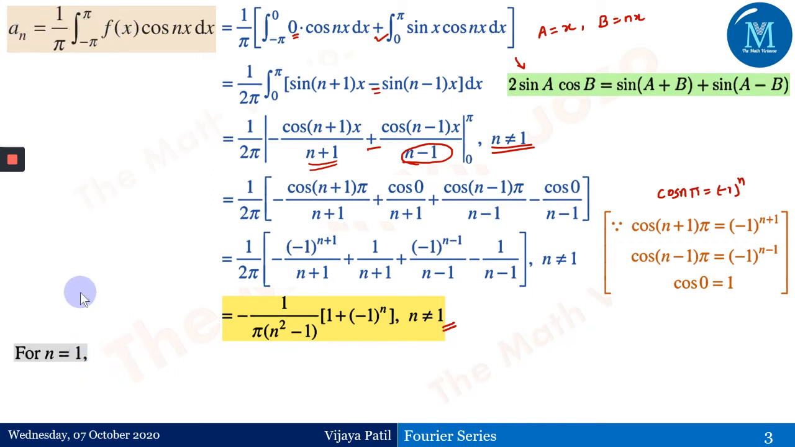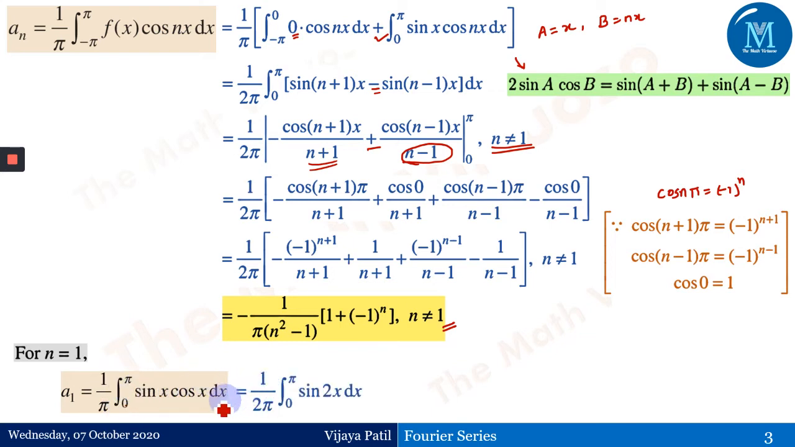So what happens if I put n equals 1 in this an? For n equals 1, the formula for a1 becomes 1 by pi, integral from 0 to pi, because anyway the lower limit is 0 everywhere, so I have excluded that step. Directly, 1 by pi, 0 to pi, sine of x cos of x dx, which gives 1 by 2 sine of 2x dx, and the integration of sine of 2x is minus cos of 2x by 2, from 0 to pi.